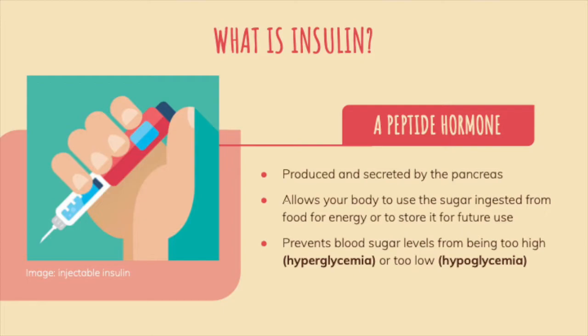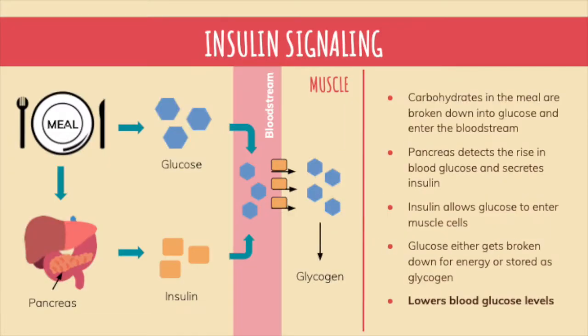Now I'll be going into insulin signaling in more detail and see how it functions in our body. First, in the muscle cells and in adipose or fat tissues as well, when you eat a meal, the carbohydrates in the meal are broken down to glucose molecules, and these glucose molecules enter your bloodstream. At the same time, eating this meal triggers your pancreas to secrete insulin, which also enters the bloodstream.